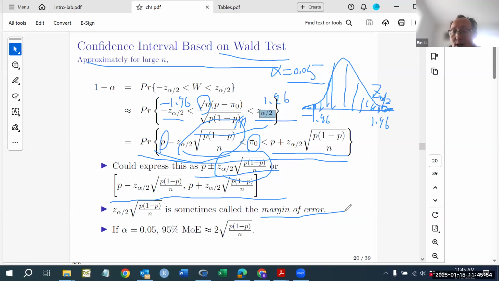Margin of error. So if alpha is 0.05, then the 95% margin of error is about this one. Why is it 2? Because this one is what? 1.96. Remember? 1.96, which is very close to 2. So basically, it's double the square root of this.